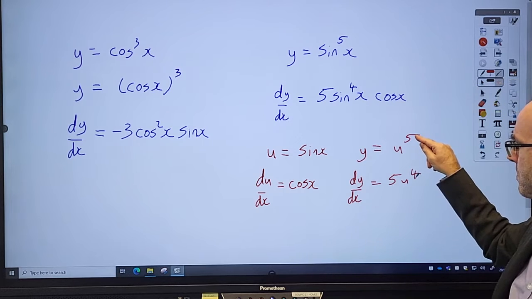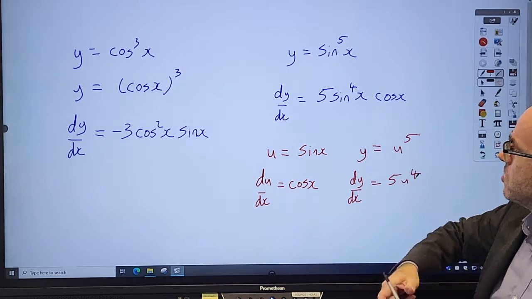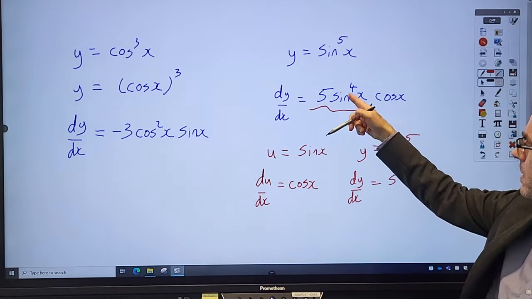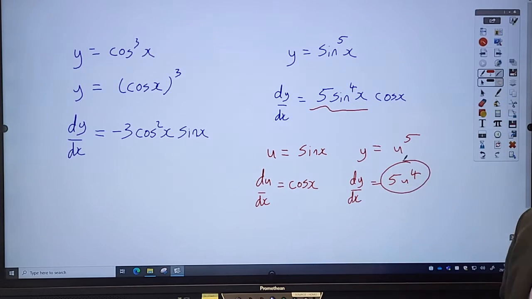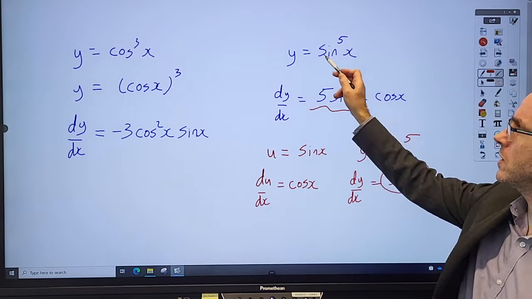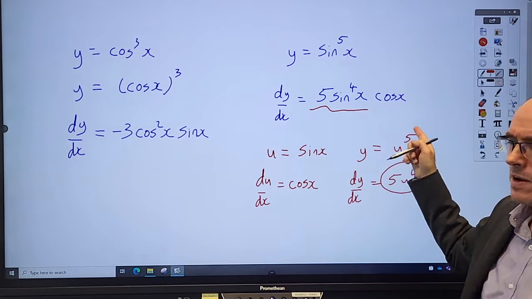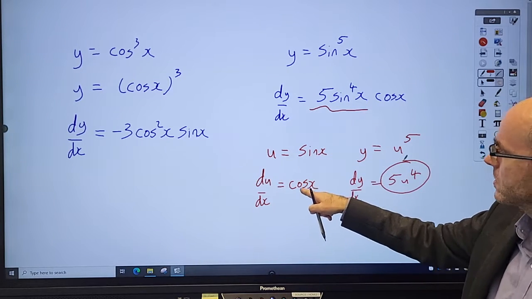You're decreasing the power by 1, you bring the power to the front. That's why initially I wrote down this bit, you see. That bit is the same as this here, the 5u to the power of 4. And we're always differentiating the sine x, because it's effectively sine x to the power of 5, isn't it? You let u equals sine x, so du dx is cos x.